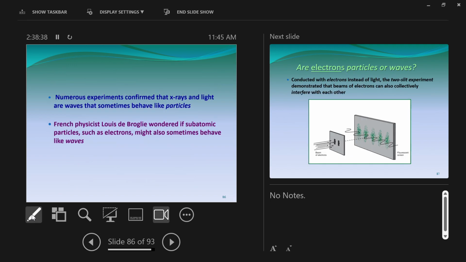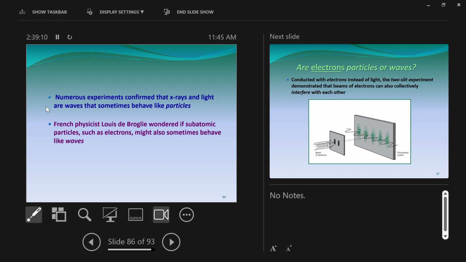Numerous experiments have shown that X-rays and all other forms of light are waves, Sergio's right, that act like particles in the right circumstances, such as when they're being absorbed or emitted. Okay, they're emitted one at a time, absorbed one at a time, like particles are. Okay, so here's the trick. They're absorbed like particles, but they travel like waves. So as they're moving through space, they're a wave, but absorbed one at a time like particles are.